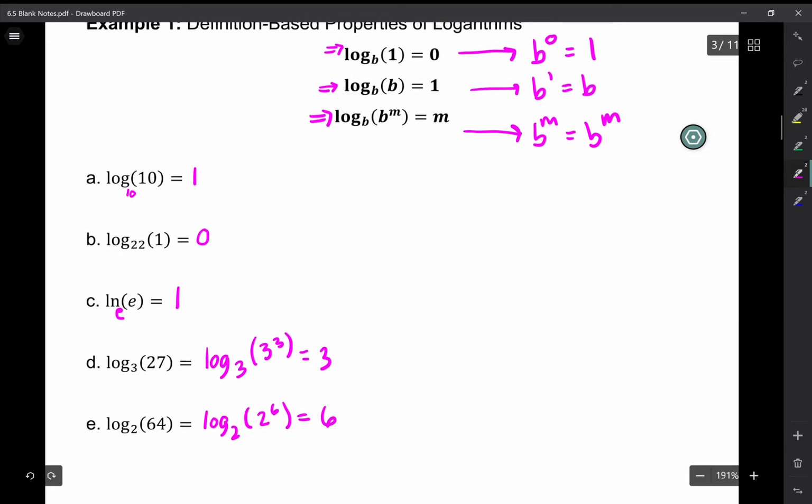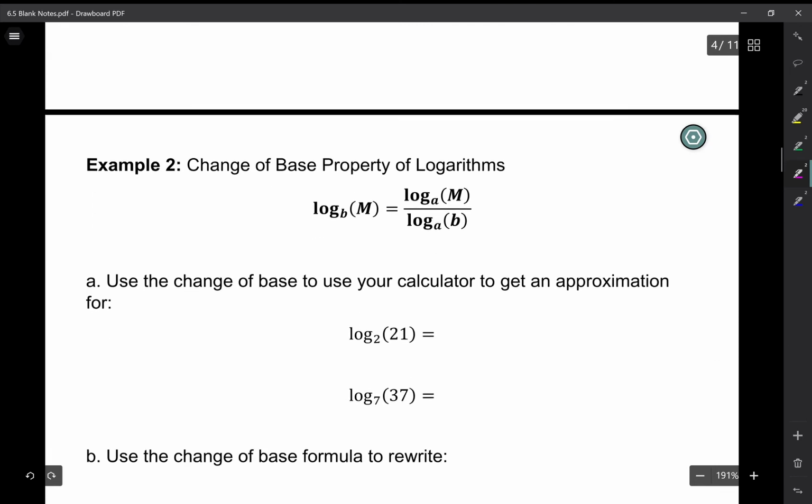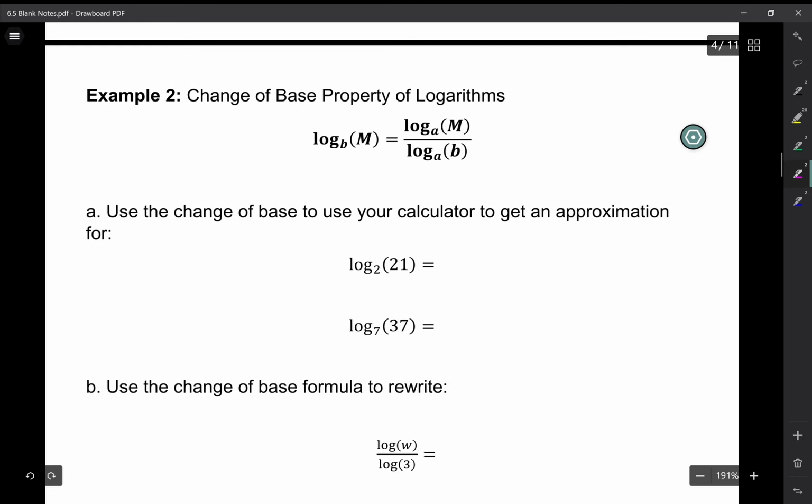All right, let's try our next property, and that's the change of base formula. The change of base formula is really handy when you're solving story problems that involve logarithms because it lets you get a decimal approximation for logarithms that are bases other than e and 10.